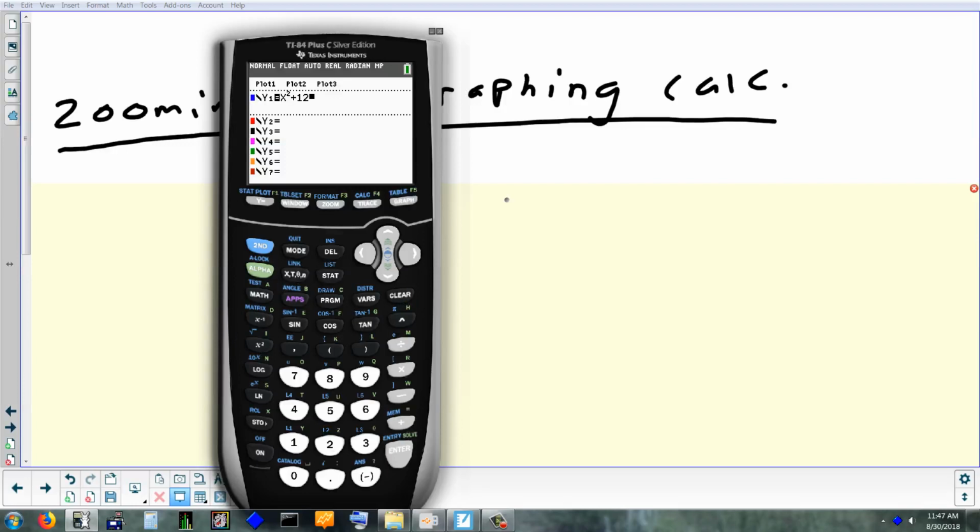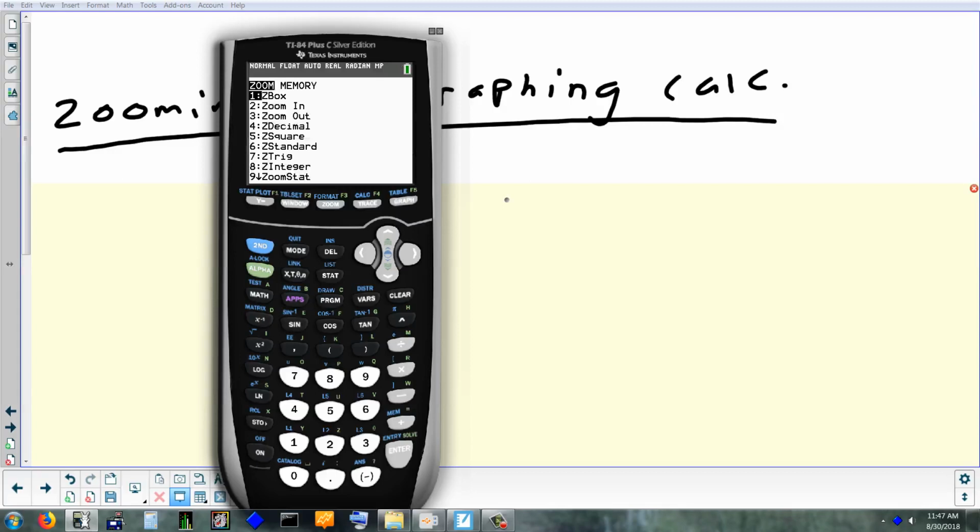When you graph x squared, what kind of shape is that? It's not like y equals mx plus b. That's not a line. What does x squared look like? It's a parabola. And the plus 12 is going to shift it up 12. What I want you to do is press window. Actually, we'll come back to window. For now, press zoom.